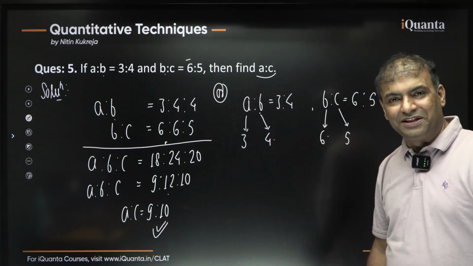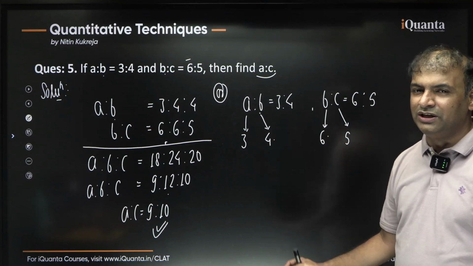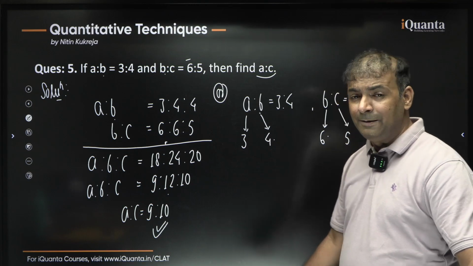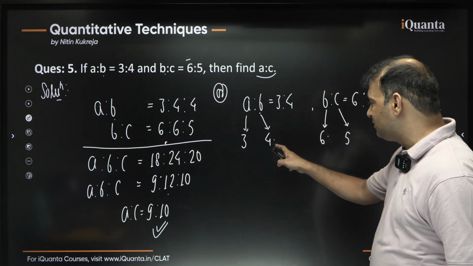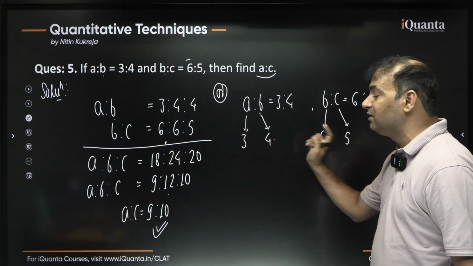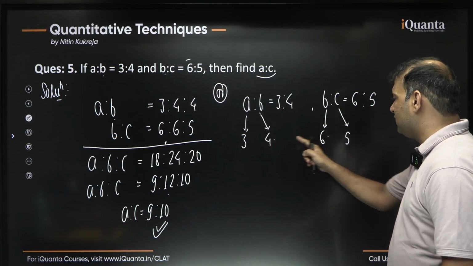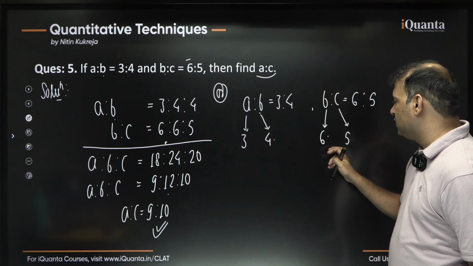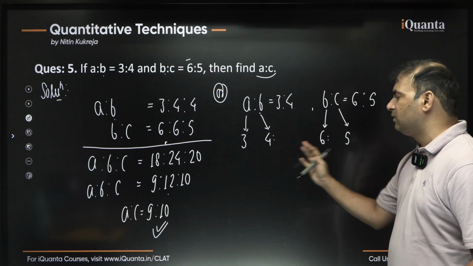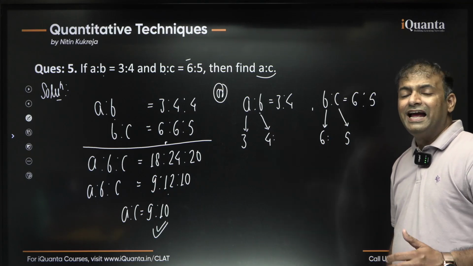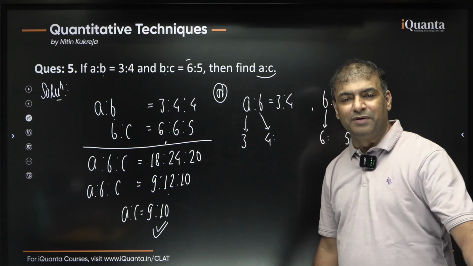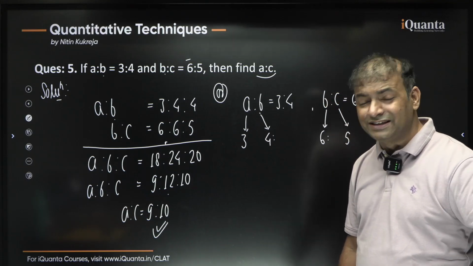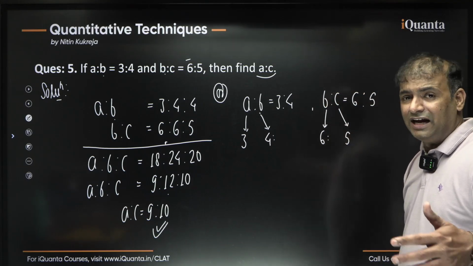But we have to make them equal to find the relation between A and C. We have to make B equal, and that can be done. Remember, guys, I did not say that B is 4. I said that if A is 3, then B is 4, right? So to make them equal, the best thing is to take a number which is a multiple of both 4 and 6. The least common multiple, the LCM of 4 and 6, is actually 12, right?